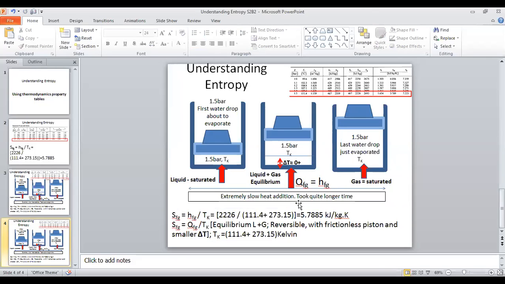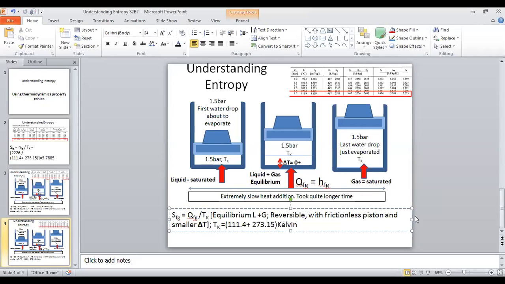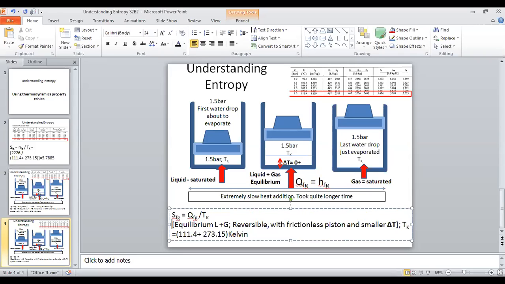Okay, so this is the one. So now here I take this SFG as HFG by TK. It happened, but not this now. SFG should be QFG by TK. So this is equilibrium, liquid and gas all the while, and reversible, with a frictionless piston. You will see this one, and also smaller delta T. So this is the situation.